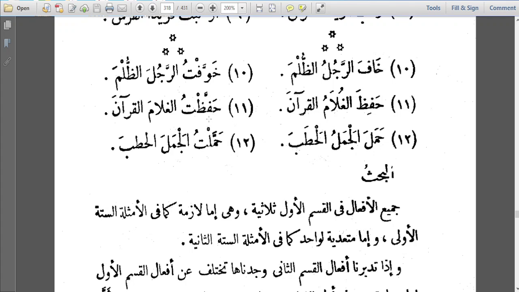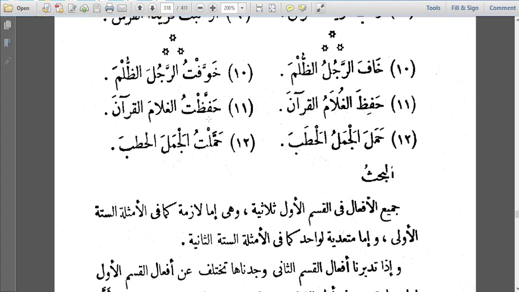So حفظ is the verb. The ت is the damir fa'il, أي ضمير الرفع في محل رفع فاعل. And then we have الغلام which is the مفعول به أول, and then we have القرآن which is the مفعول به ثاني.